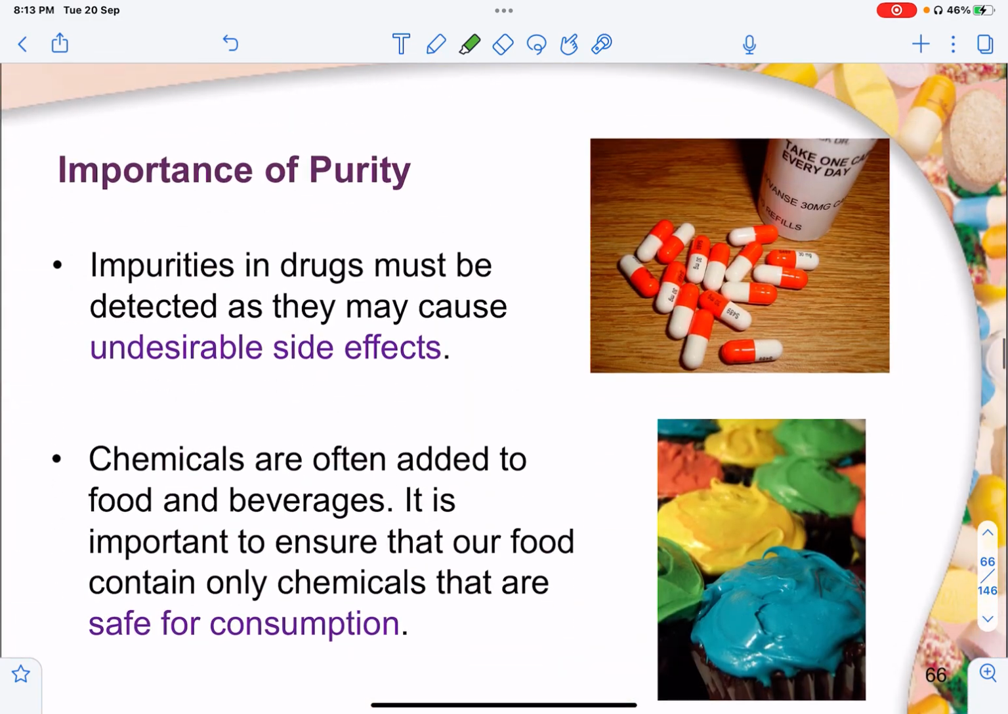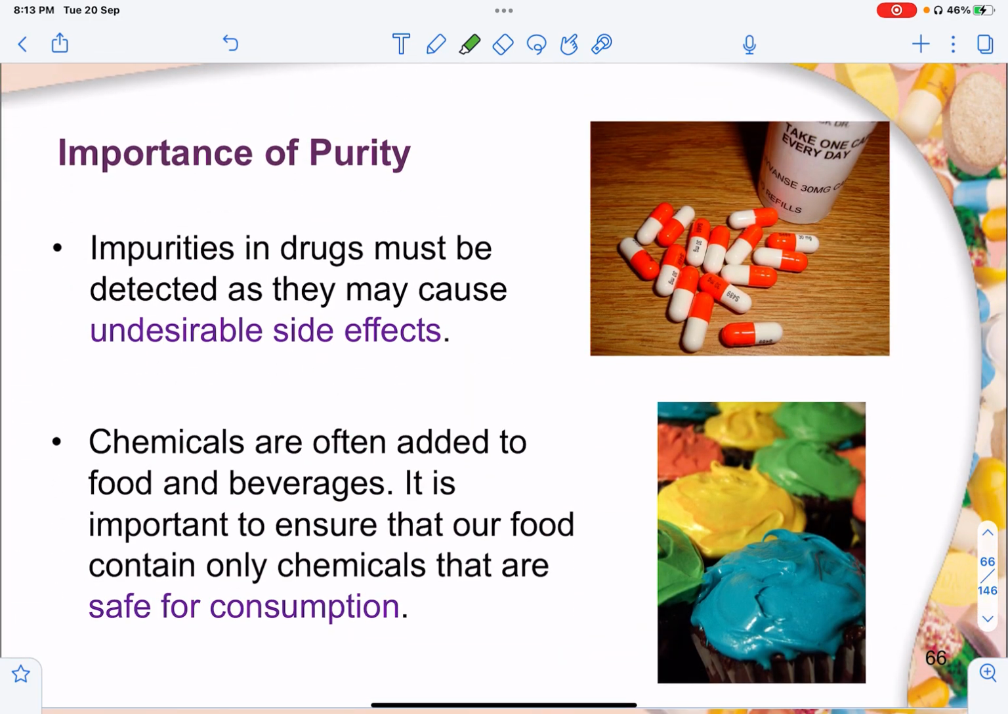Finally, in terms of purity, why do we want to understand that something is pure? For example, in drug testing, it is to ensure that it doesn't contain any impurity that may cause side effects for us. And of course, chemicals that are often added in food and beverages are also important to check, to ensure that we only consume the things that are stated in the nutrition facts. Otherwise, it may not be safe for consumption. Sometimes there is some contamination that we find through this testing, that something is not all right, and therefore it is being called back.